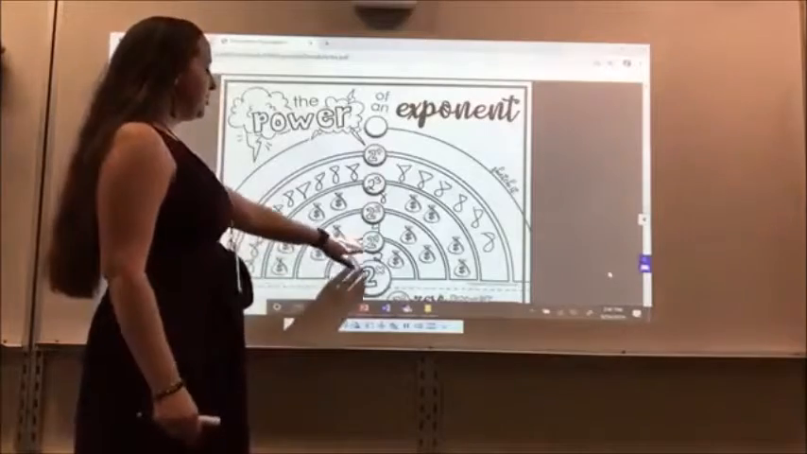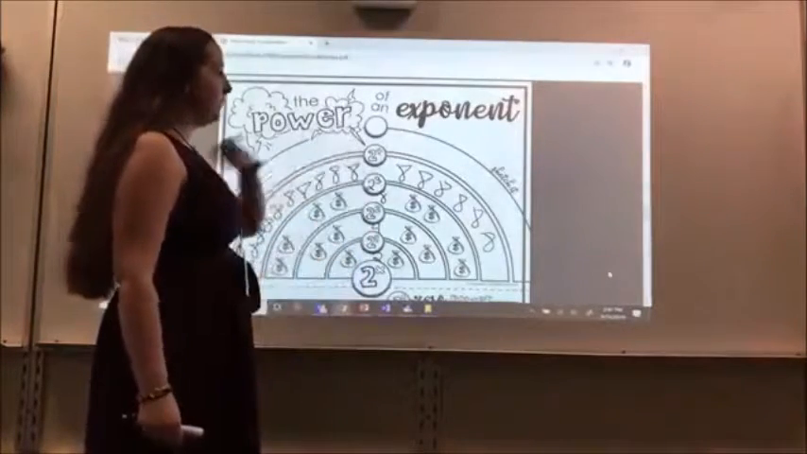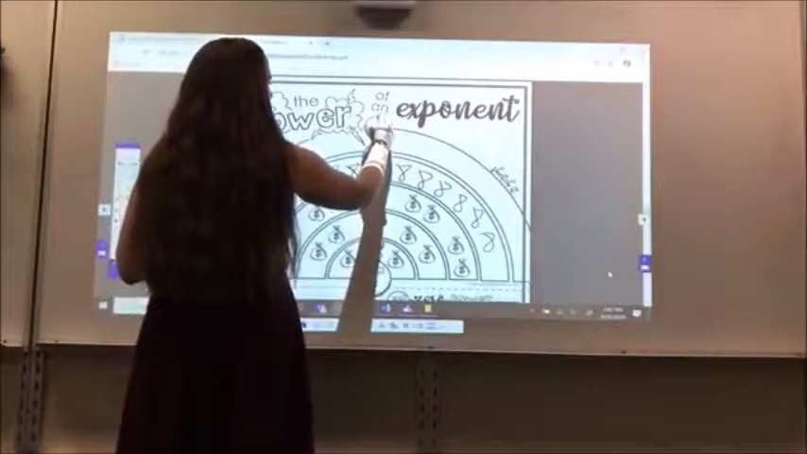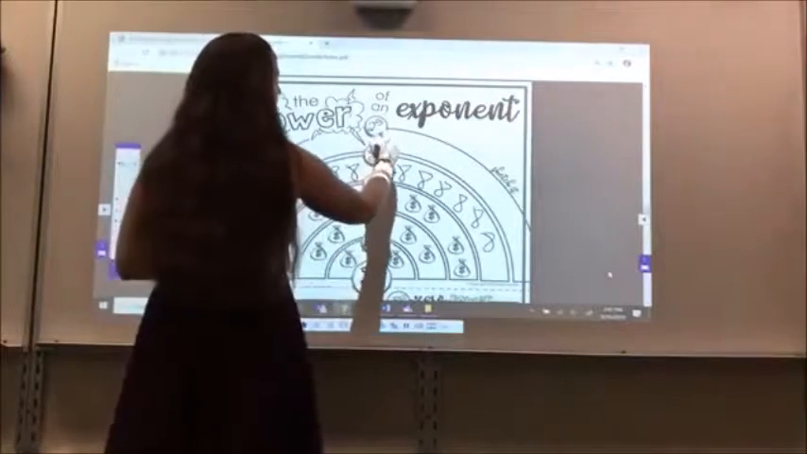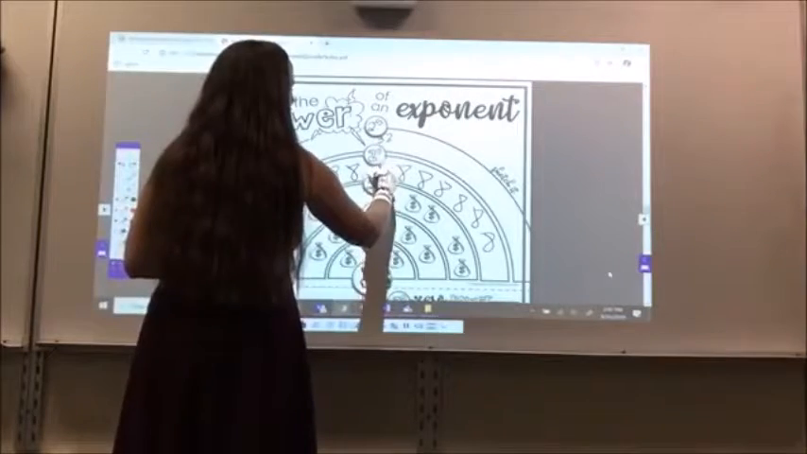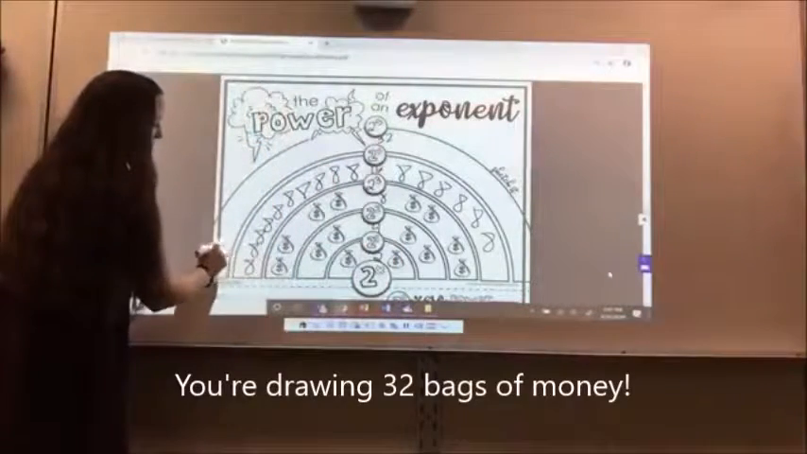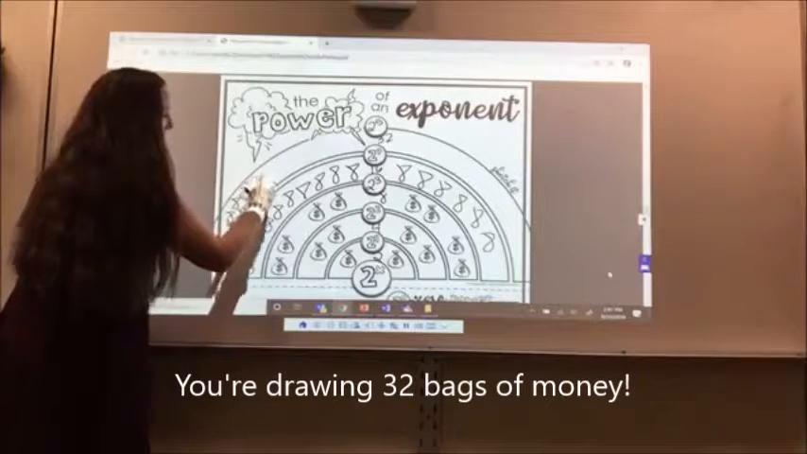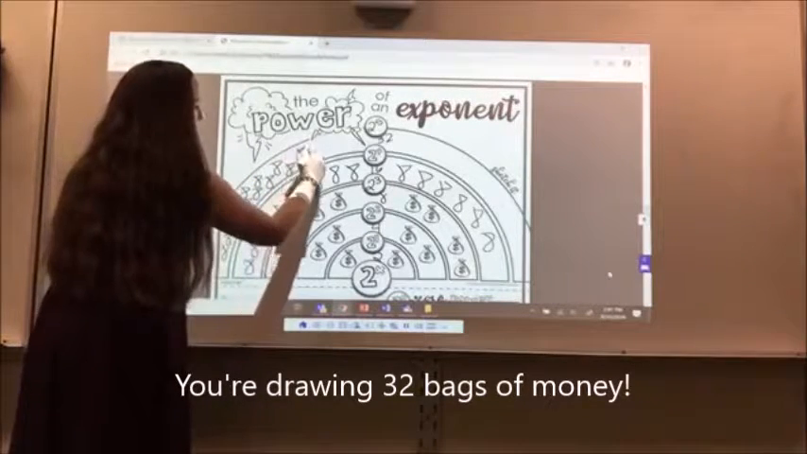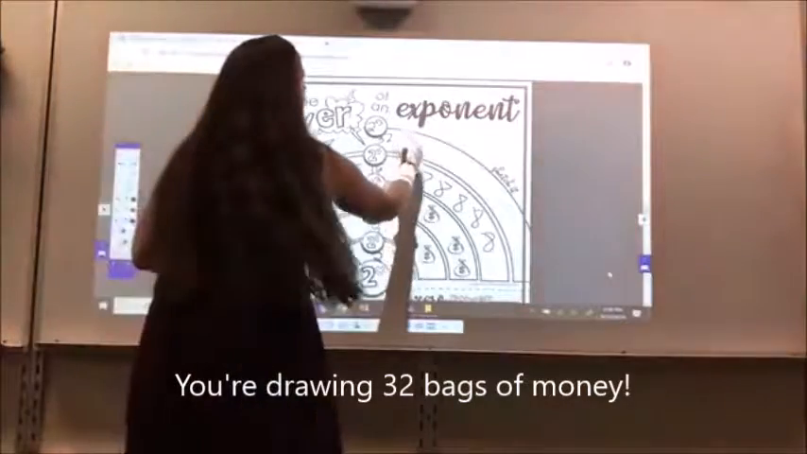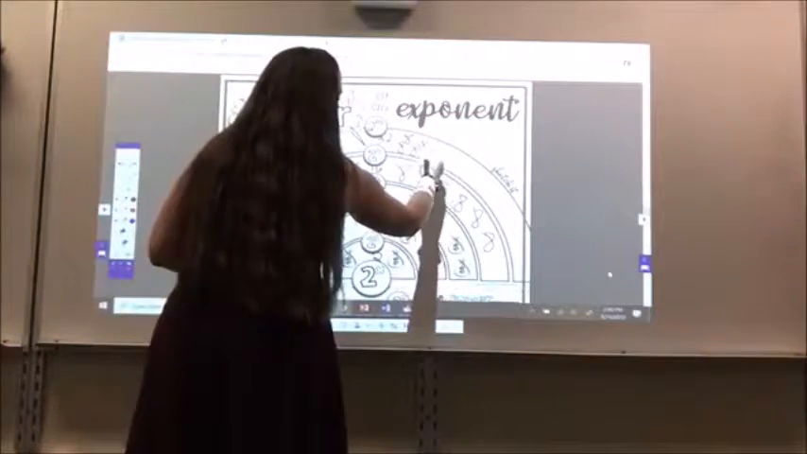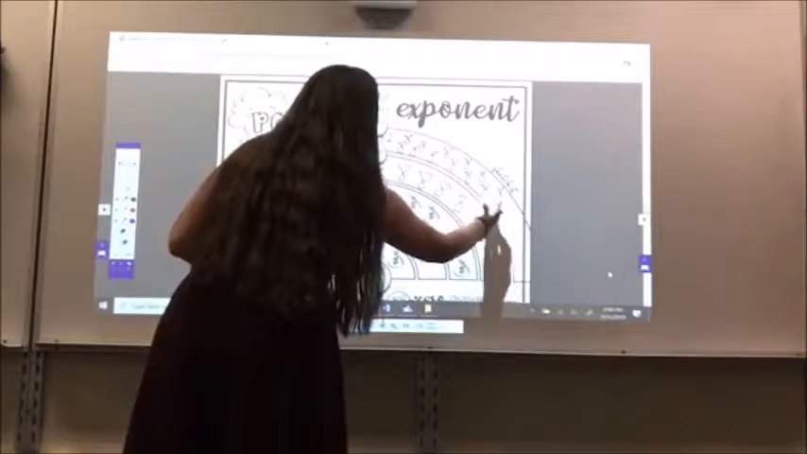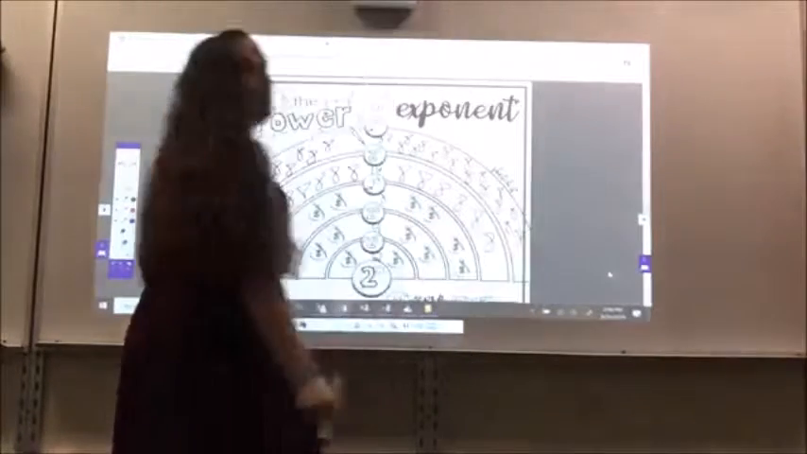So I have 2 to the first, 2 to the second, 2 to the third, 2 to the fourth. So this one is going to be 2 to the 5th. That's going to be 32 bags. 1, 2, 3, 4, 5, 6, 7, 8, 9, 10, 11, 12, 13, 14, 15, 16, 17, 18, 19, 20, 21, 22, 23, 24, 25, 26, 27, 28, 29, 30, 31, 32.